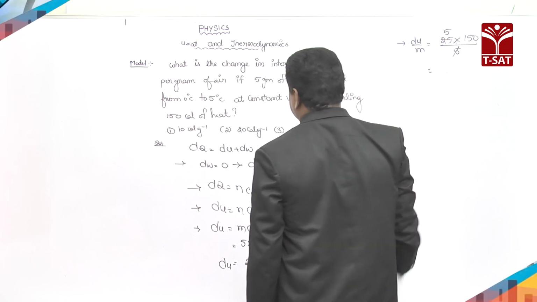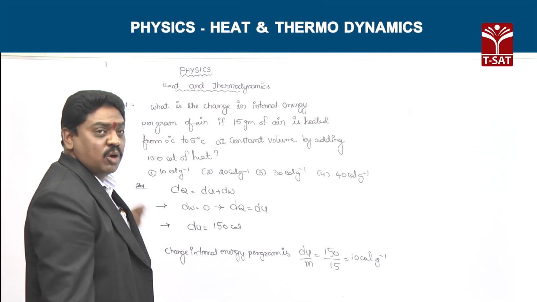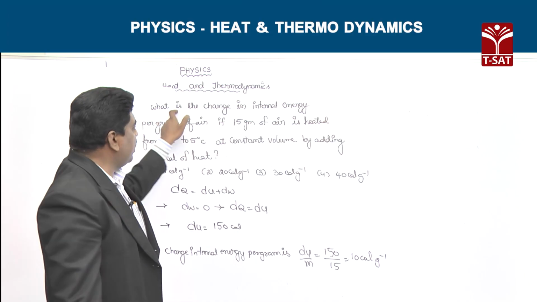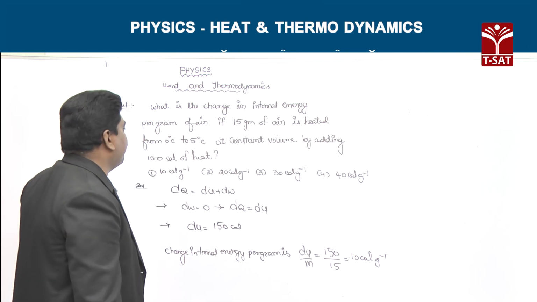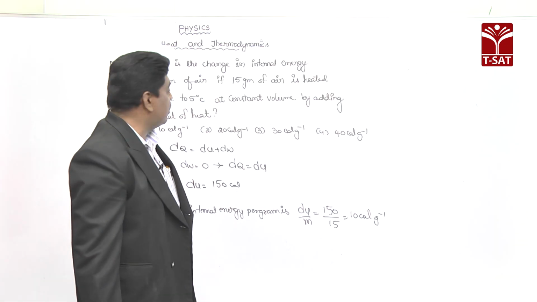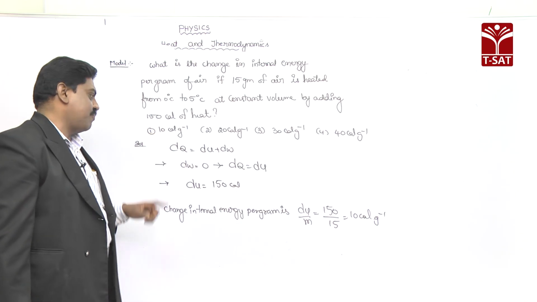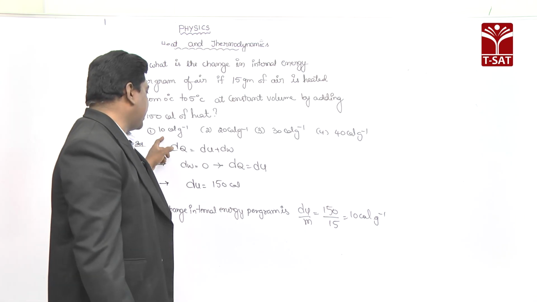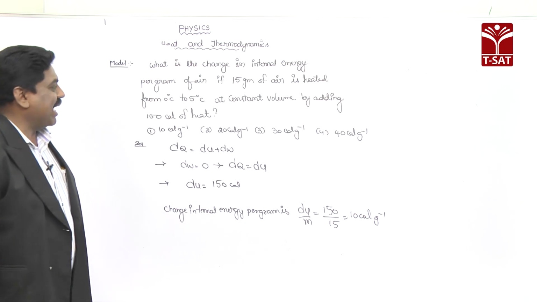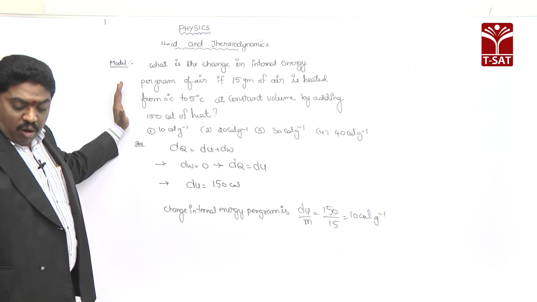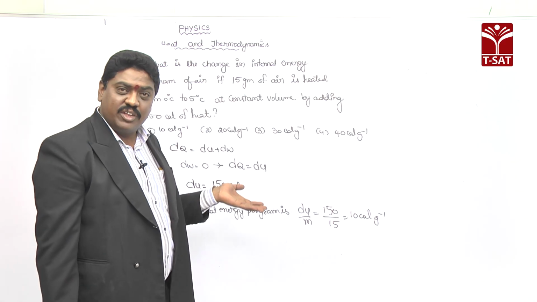Now let us try to understand about the change in internal energy in the form of a problem. Okay, the problem is given as, what is the change in internal energy per gram of air if 15 grams of air is heated from 0 degrees Celsius to 5 degrees Celsius at constant volume by adding 150 calories of heat? And we are given the options as 10 calorie per gram, 20 calorie per gram, 30 calorie per gram and 40 calorie per gram. Actually, in this problem, all the units are in CGS. So, there is no requirement of converting of the units.